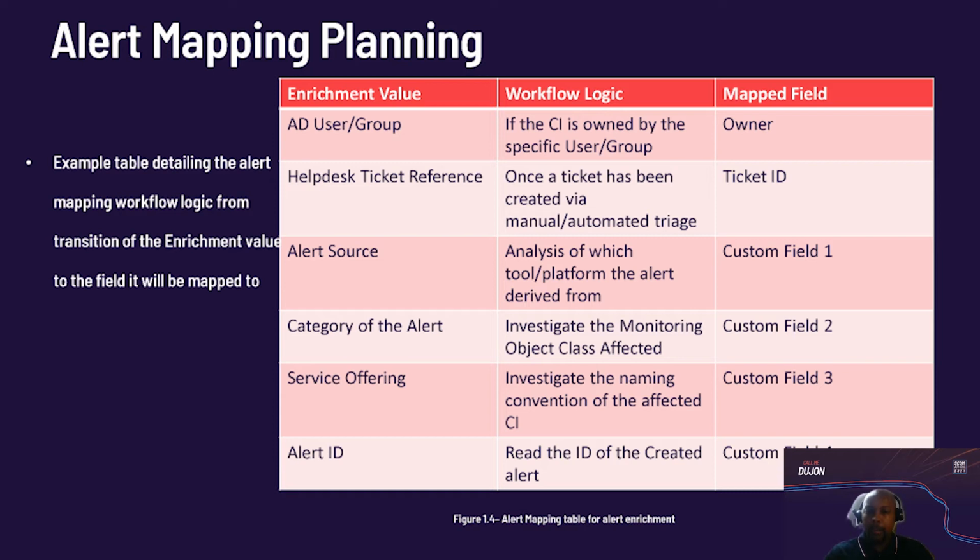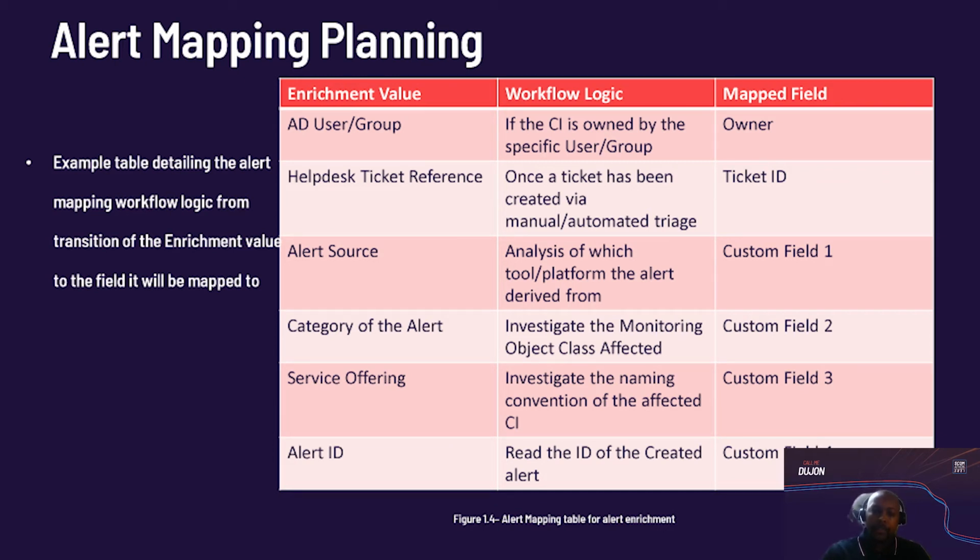But the alert mapping planning table is really just to give a baseline idea and a template on how you would actually structure the overall alert enrichment. So the next one we have here is for custom field 3. That is for the actual service offering.